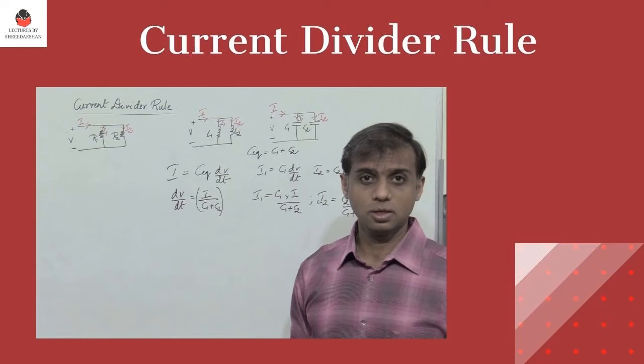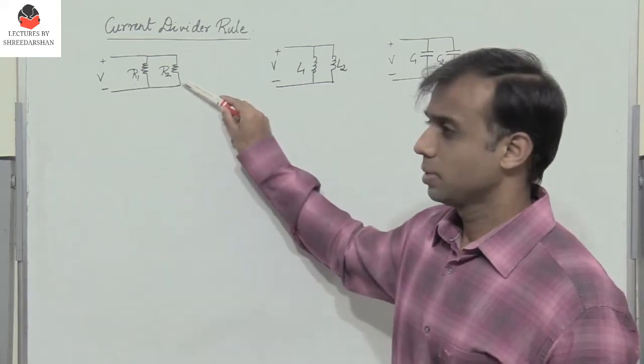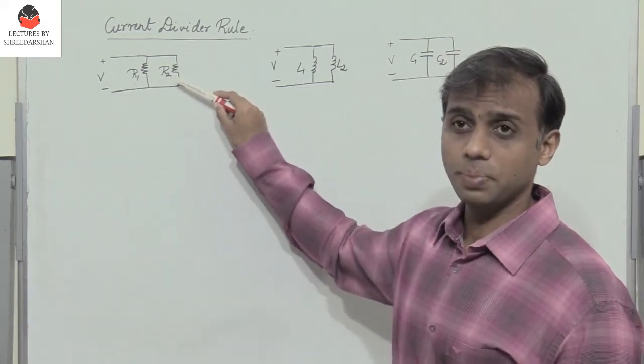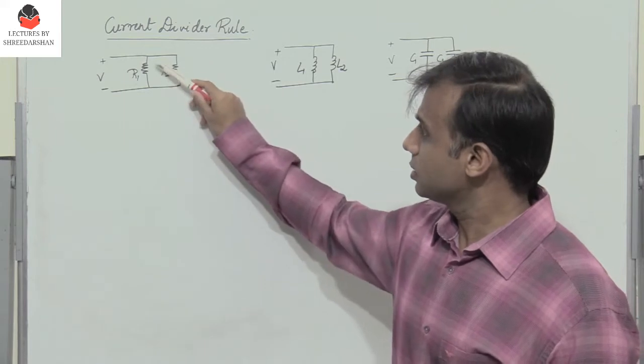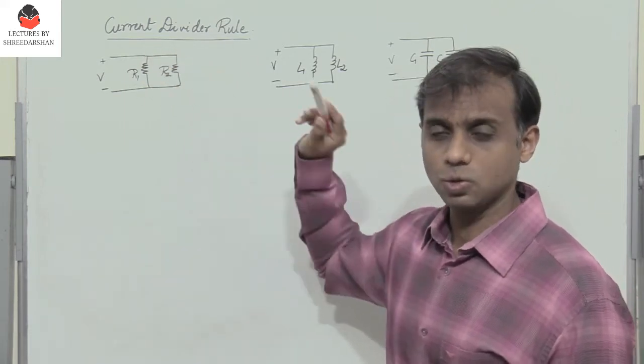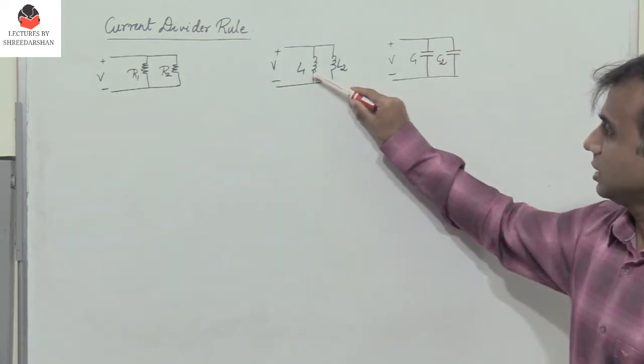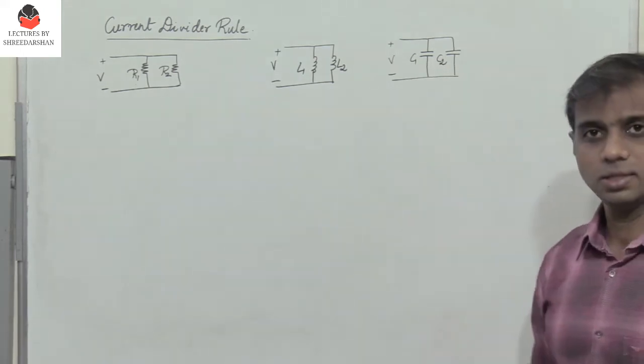In this lecture, we shall go through the current divider rule. Now, if I have two elements, R1 and R2, which are connected in parallel, is it possible for us to find the current flowing through R1 or the current flowing through R2? The same thing for two inductors connected in parallel or two capacitors connected in parallel.